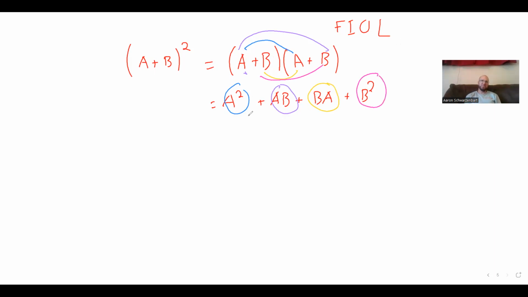And this is my result. AB and BA are not the same, so I cannot combine like terms. My final answer is A squared plus AB plus BA plus B squared. You can switch the order of the terms, that's fine. But you cannot make them different. Okay.